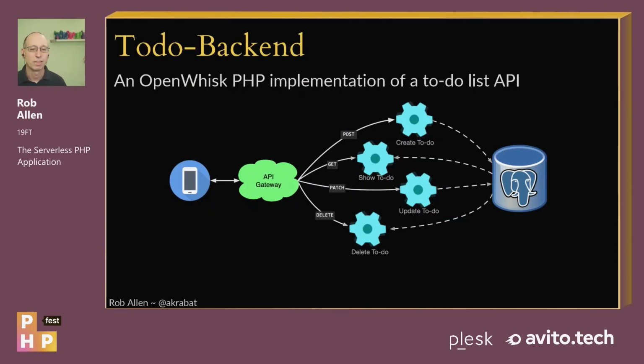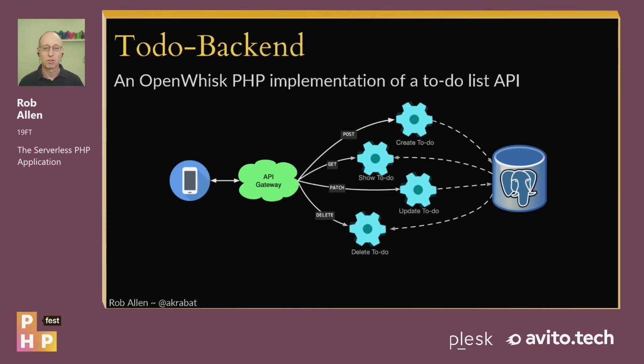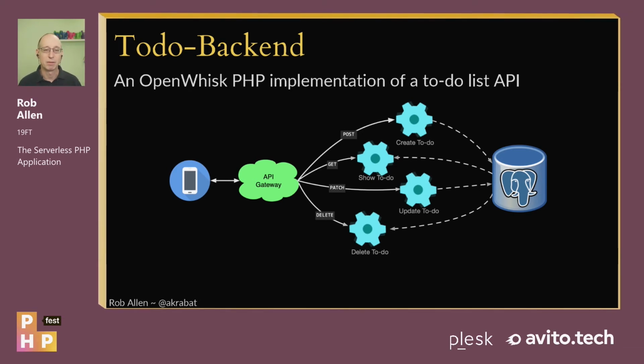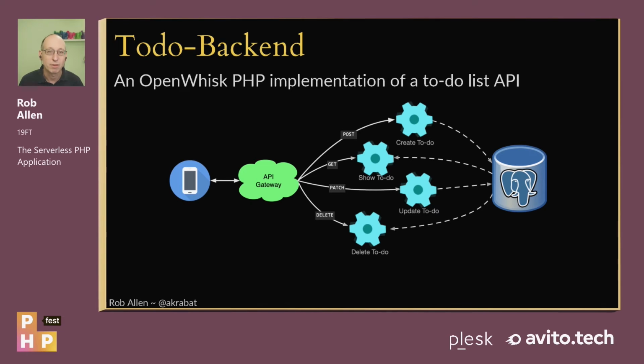This is what it looks like. It's a sort of very simple application architecture diagram. We have our client, talks to our API gateway. We have 4 actions: create to do, show to do, update to do, delete to do, with various HTTP methods attached to each one, and they all talk to a Postgres database. So there's a Postgres database in the cloud holding our list of to-do items.